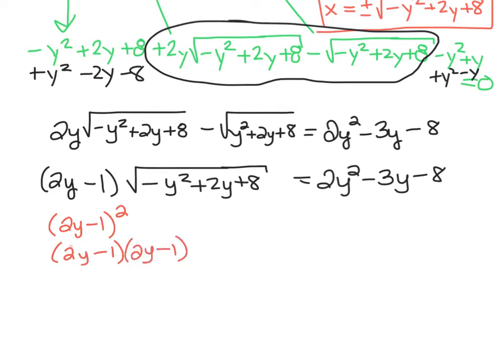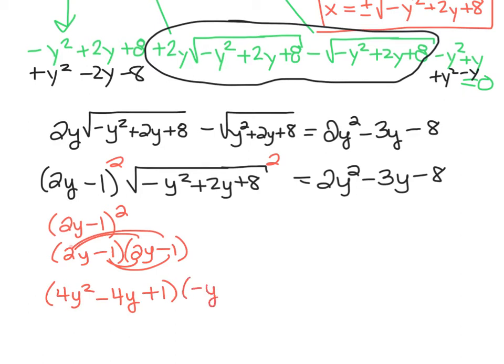So when you FOIL that, it's going to end up being 4y squared, and you're going to get minus 2y, which is minus 4y, and then you're going to get plus 1. Now when you square the radical, that turns out kind of nice because it just removes the radical. They're inverse operations of each other. So you would be left with negative y squared plus 2y plus 8.